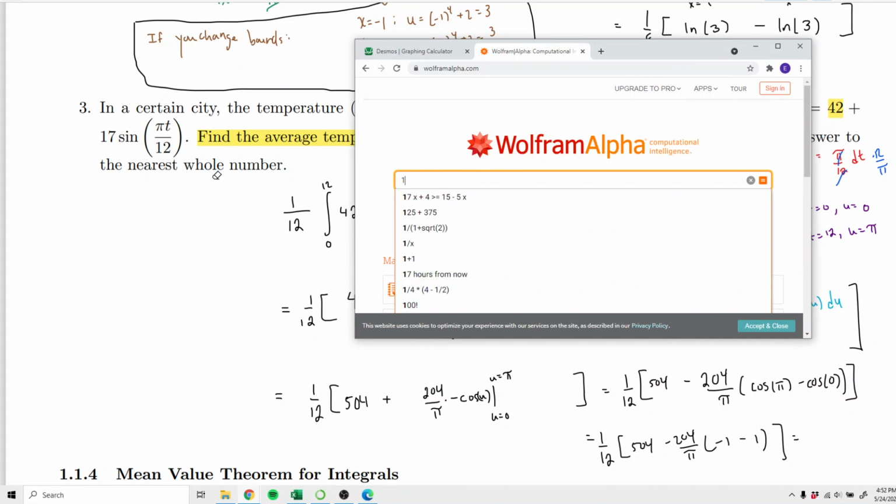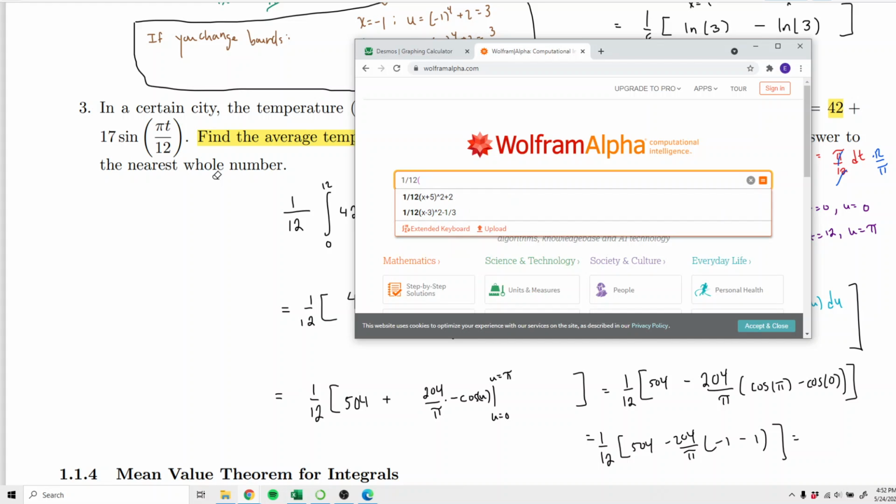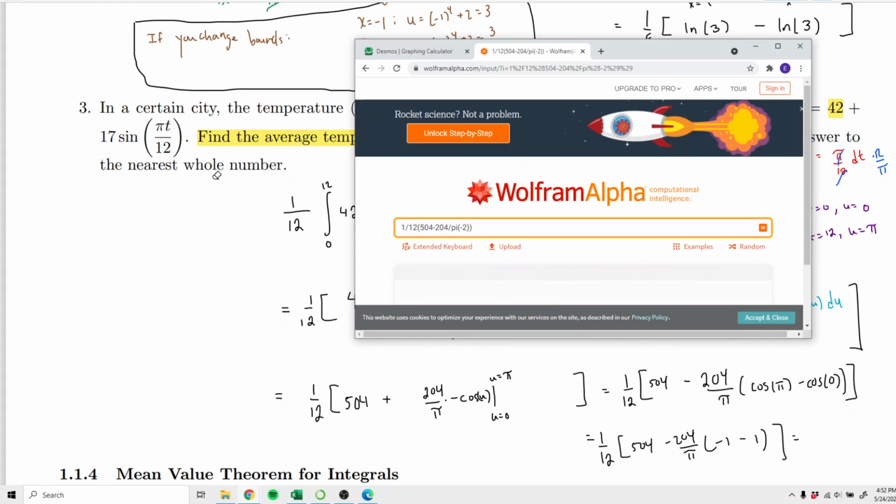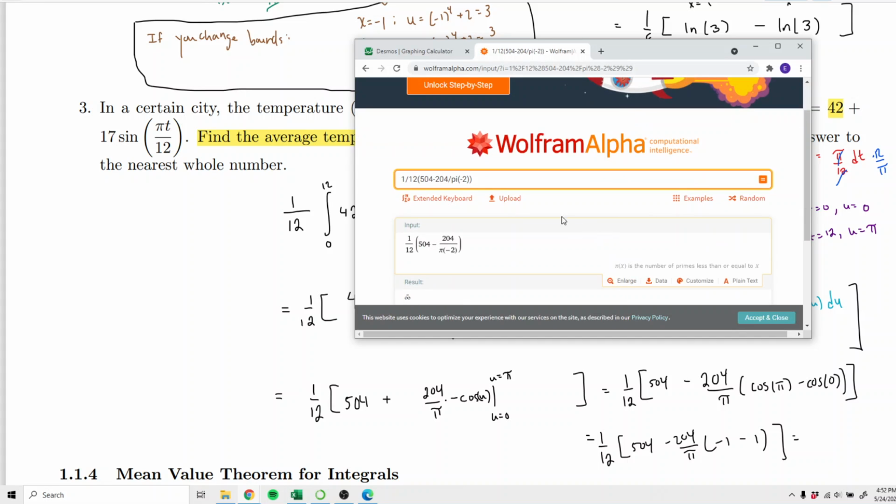We got 1 divided by 12, parentheses, 504 minus 204 divided by pi times, I'm just going to make this negative 2 because it's negative 1 minus 1. And if you want to check, make sure it's typed in correctly. And actually, that one did not type it in correctly for us. So the negative 2 should be on the top, and it threw it on the bottom for me. I don't want that.